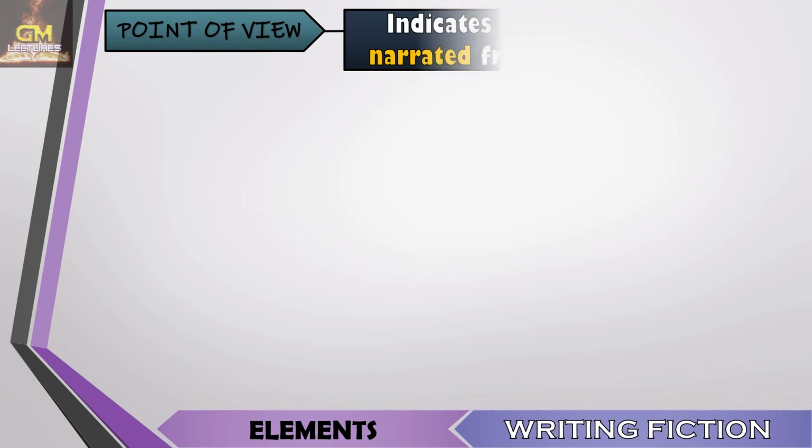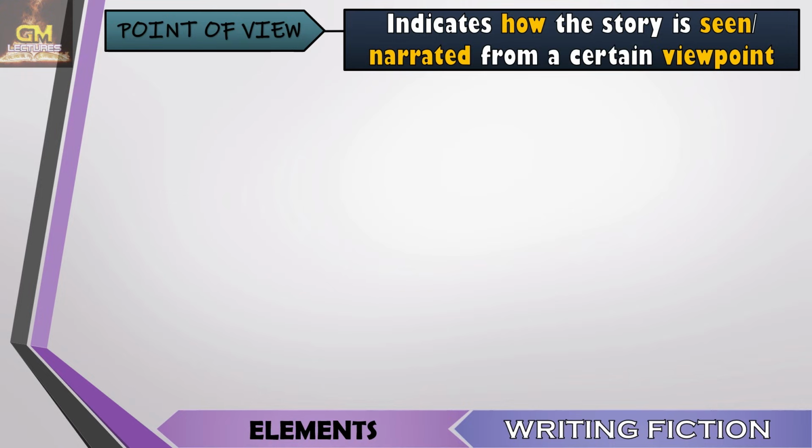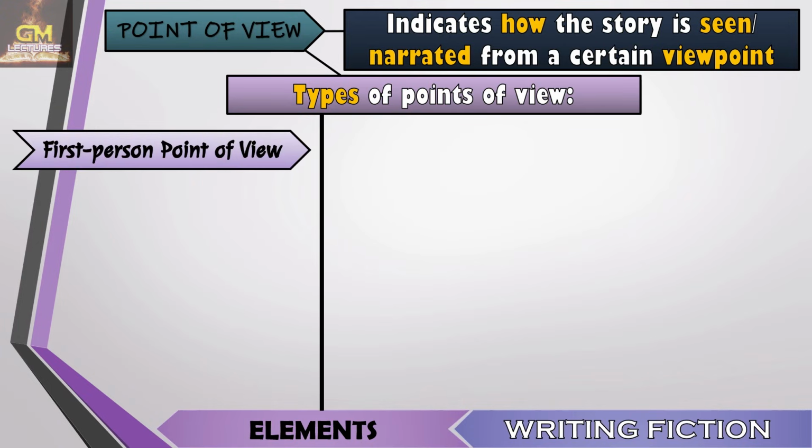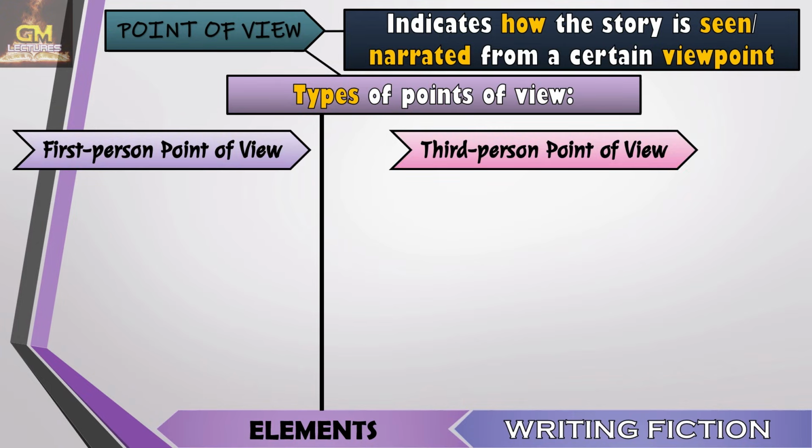Next, we have the point of view, which indicates how the story is seen or narrated from a certain viewpoint. Remember that there are two major types of points of view. We have the first-person point of view and the third-person point of view.